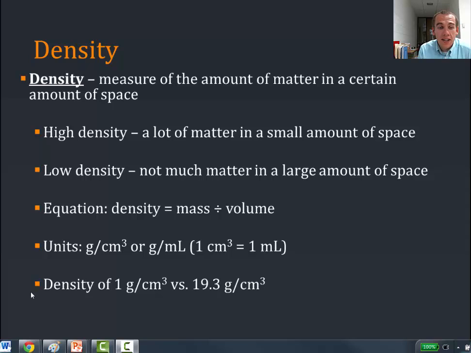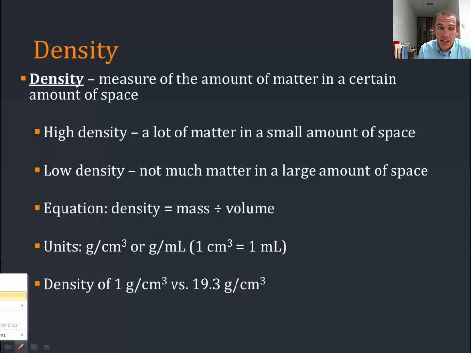On the previous slide, I gave you the equation for calculating density. It is the ratio of mass to volume in something. That is to say, density equals mass over volume. You need to make sure you put a star by this equation. You know how to use it.